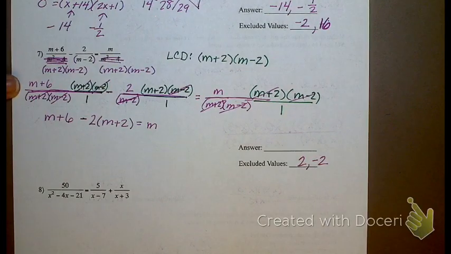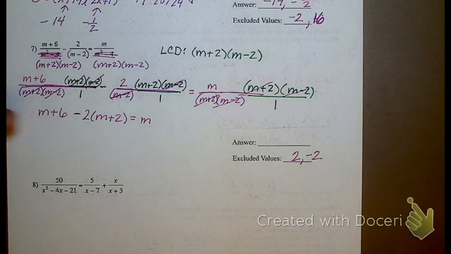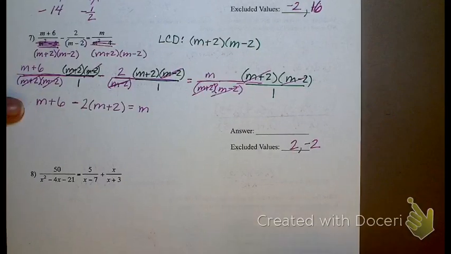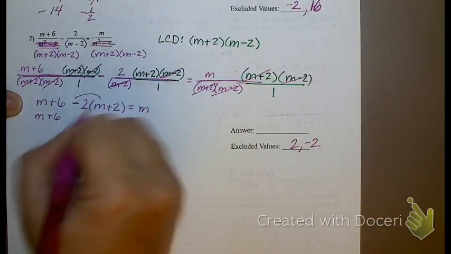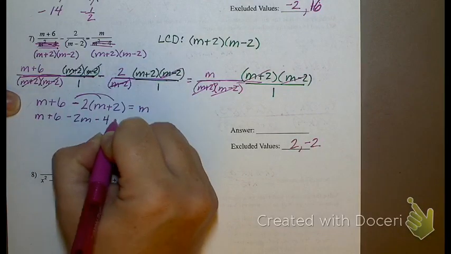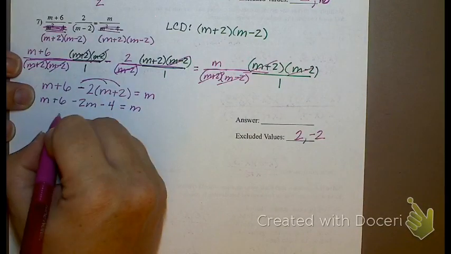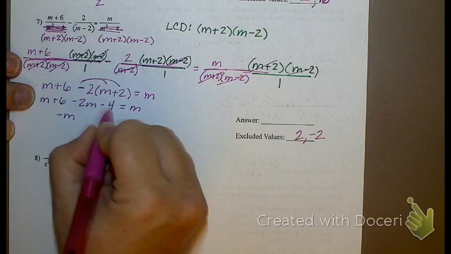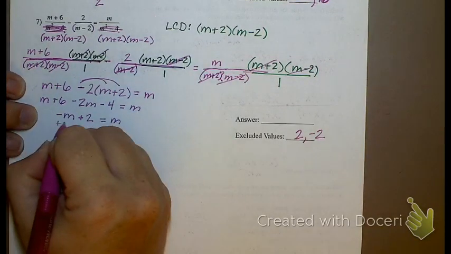So once I've done that step, I should have something much cleaner to work with. No fractions left. If you have fractions left here, then you didn't have the right LCD in the previous step, so you've got to go back. So m plus 6 minus 2m minus 4 equals m. So m and negative 2m, that would be negative m. 6 minus 4 is positive 2 equals m. I'm going to add m.